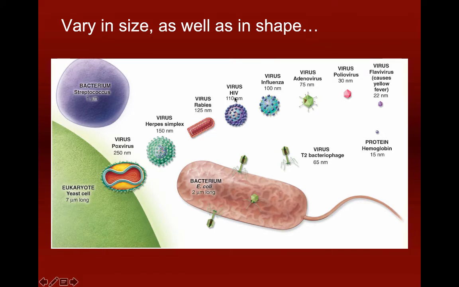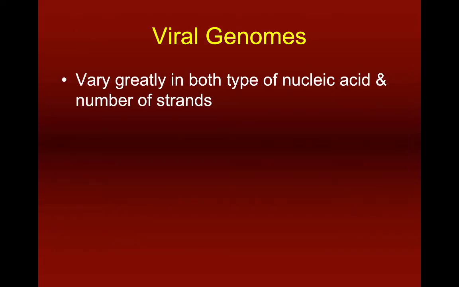So we get down to the yellow fever virus, which is 22 nanometers. That's just barely bigger than a hemoglobin protein inside of a blood cell. So, some of these viruses are absolutely tiny, and for that reason, very difficult to sometimes avoid, as we see with the COVID-19 situation that we're experiencing right now.